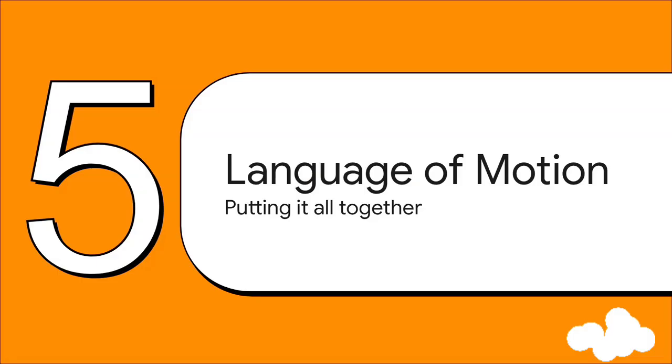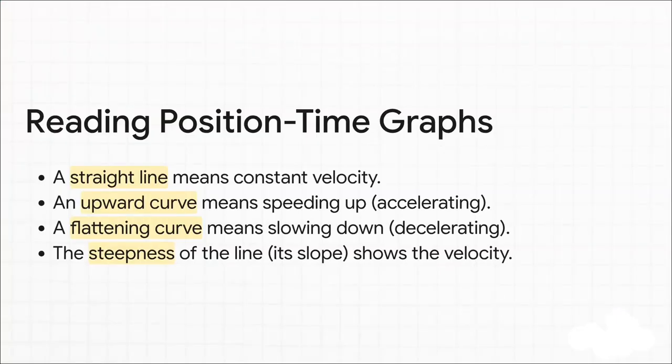So there you have it. In just a couple of minutes, we've basically learned how to read the visual language of motion. Let's just do a super quick recap of the grammar, the basic rules of these graphs. It really is this simple. You see a straight line, that's constant velocity. You see a curve bending up, getting steeper, that's speeding up or accelerating. See a curve that's flattening out, that's slowing down, decelerating. And no matter what, the steepness of the line at any point tells you exactly how fast it's going right then.